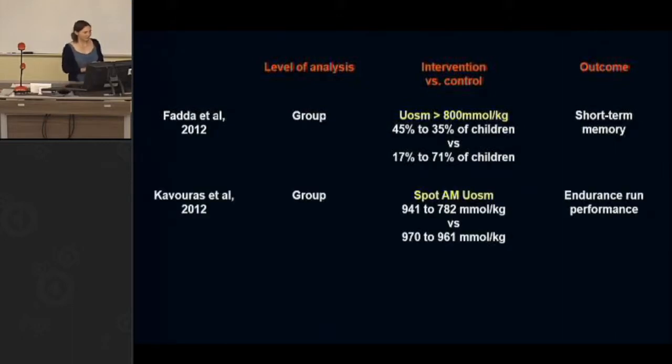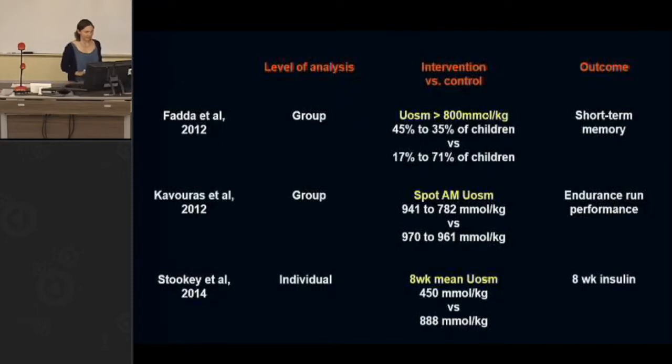Then you have someone you know very well who did a study in children coming to exercise. They collected spot urine osmolality, and the group decreased their urine osmolality from 941 to 782, and the control group did not have a decrease in urine osmolality, and they report effects on endurance performance. In my own studies, I have an 8-week mean urine osmolality for the intervention group. We got them to below 500, compared to an 8-week mean of 888 for a group of children. Here we see differences with insulin at 8 weeks. So there's a little bit of data.